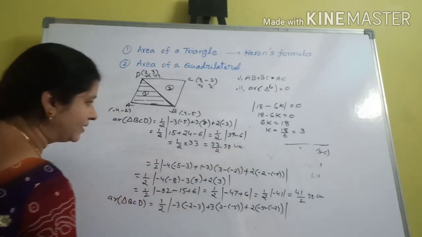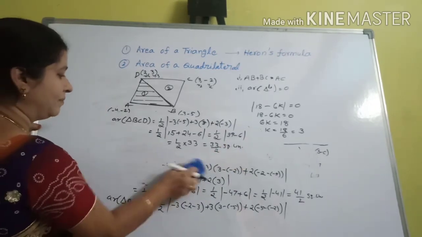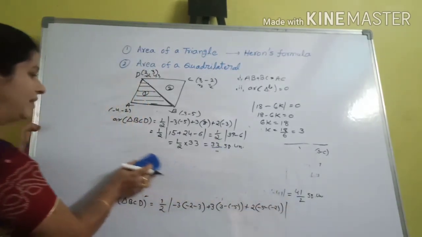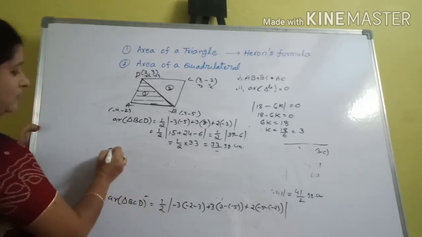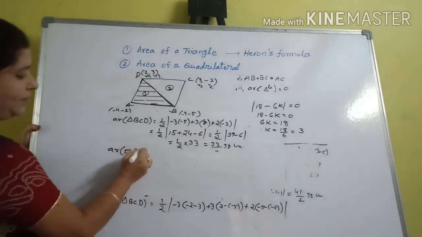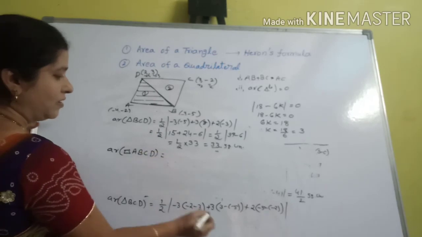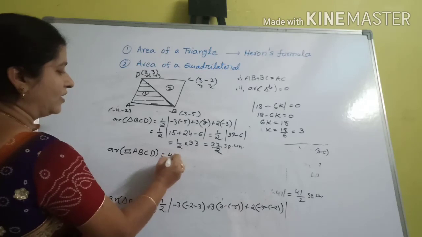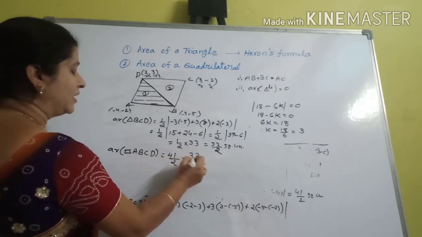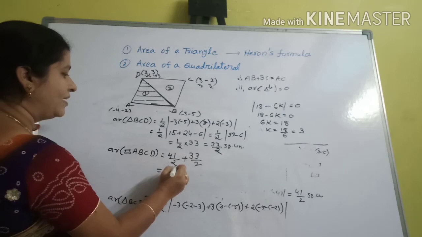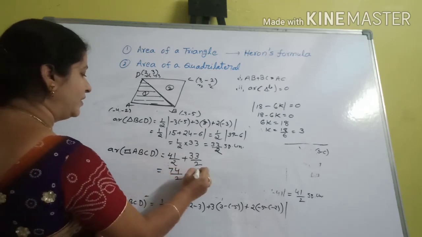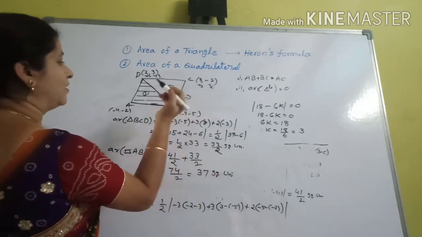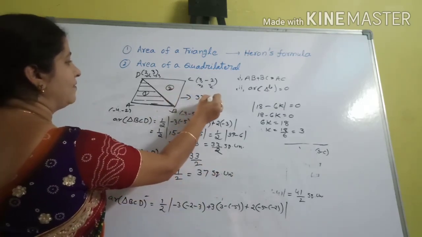First one is 41 by 2, second one is 33 by 2. So finally you have to find the area of the quadrilateral. Area of quadrilateral ABCD equal to first value plus second value. First value 41 by 2, second value 33 by 2. So 74 by 2. So it is 37 square units. So here the area of the quadrilateral is 37 square units.